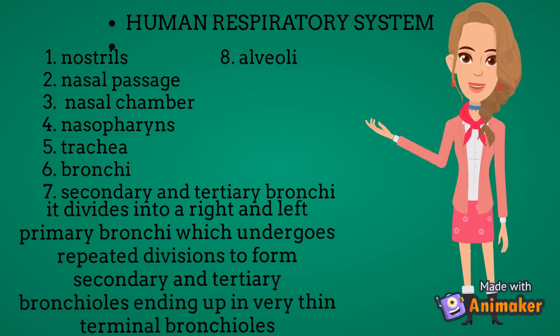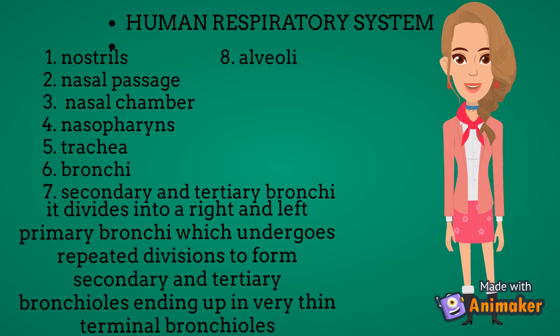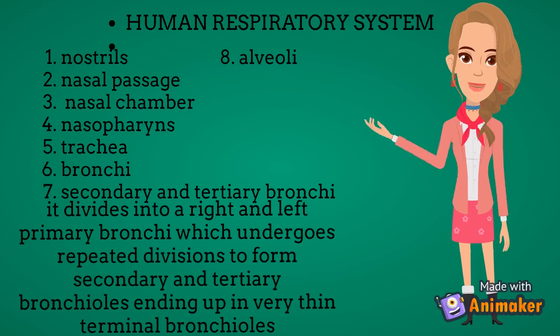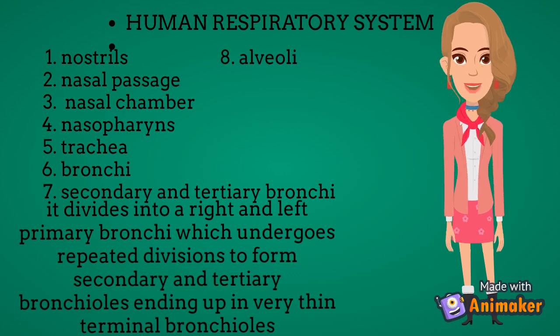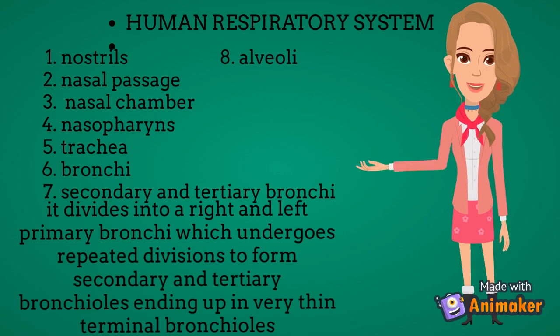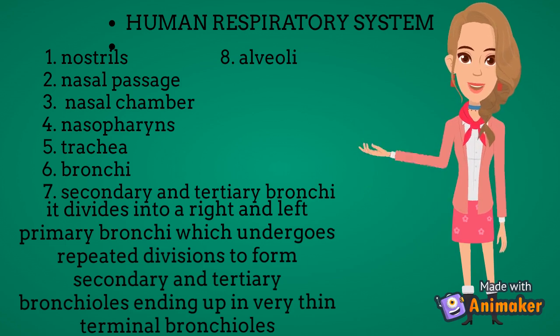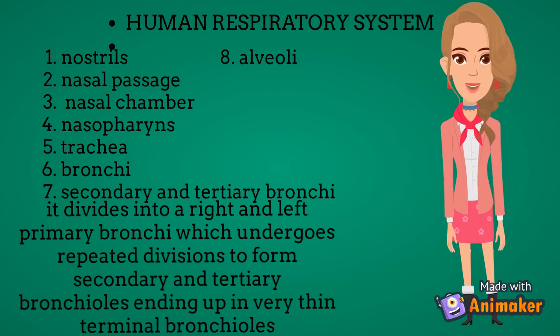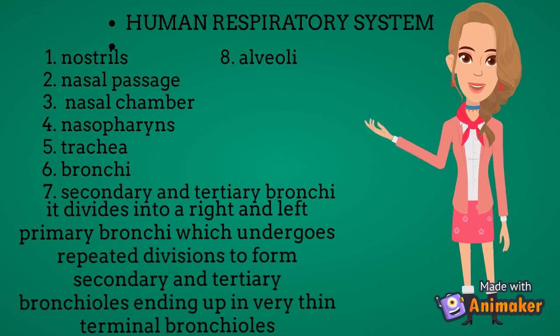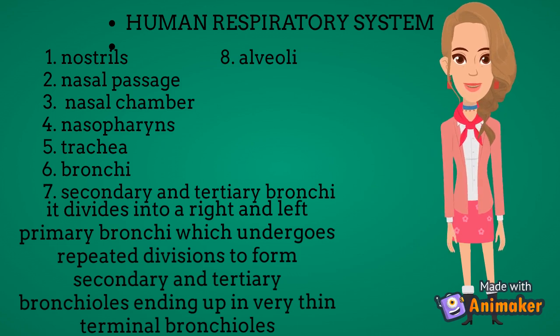During swallowing, the glottis is covered by a thin elastic cartilaginous flap called the epiglottis to prevent the entry of food into the larynx. The trachea is a straight tube extending up to the mid-thoracic cavity, which divides at the level of the fifth thoracic vertebra into left and right primary bronchi. Each bronchus undergoes repeated division to form secondary and tertiary bronchi and bronchioles, ending up in very thin terminal bronchioles.